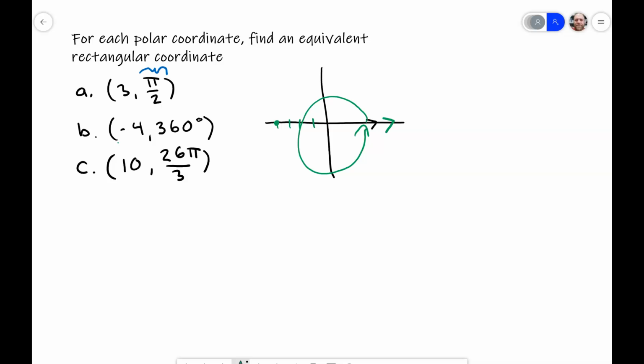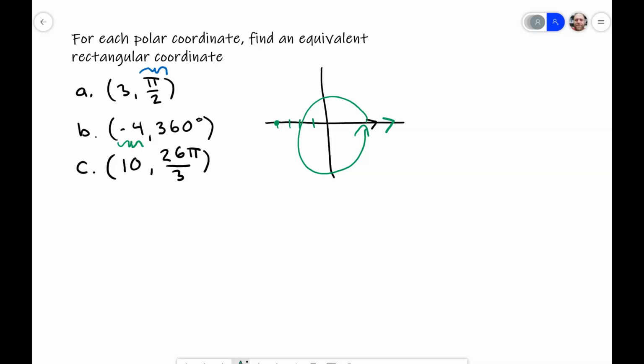This negative radius says whatever direction my angle is pointing in, I'm actually going to go in the direction that's 180 degrees away from that angle. So you could either add or subtract 180 degrees from that. In this case, if you take 180 from 360, you'll get 180. So I'm going to go in the 180 degrees direction for 4 units.